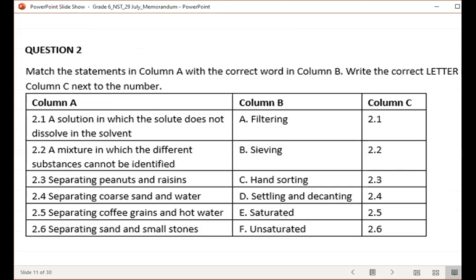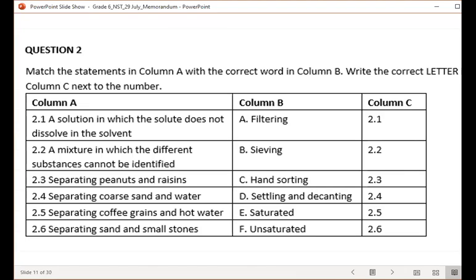And then question 2 says match the statements in column A with the correct word in column B. Write the correct letter in column C next to the number. Okay, so this is a typical match column A and column B. It's just that in this case, we're not going to draw crisscross lines. We're just going to write the letter that matches with the statement in question 2.1, and you're going to write the letter which matches with the statement in question 2.2.